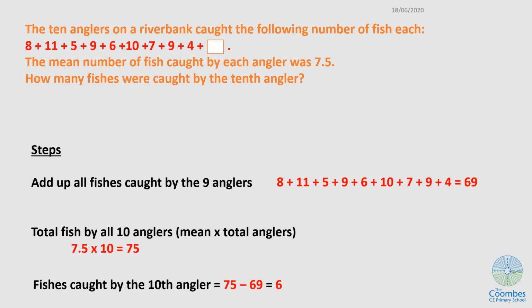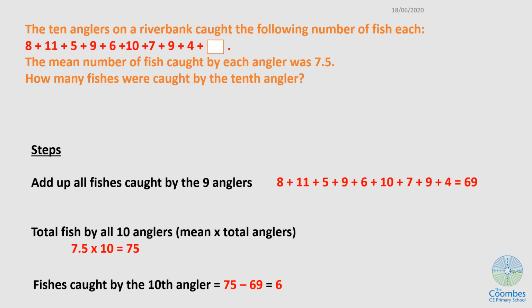Right, this is our second example. The 10 anglers on the riverbank caught the following number of fish each. The list is given here, and it says the mean number of fish caught by each angler was 7.5. How many fishes were caught by the 10th angler?